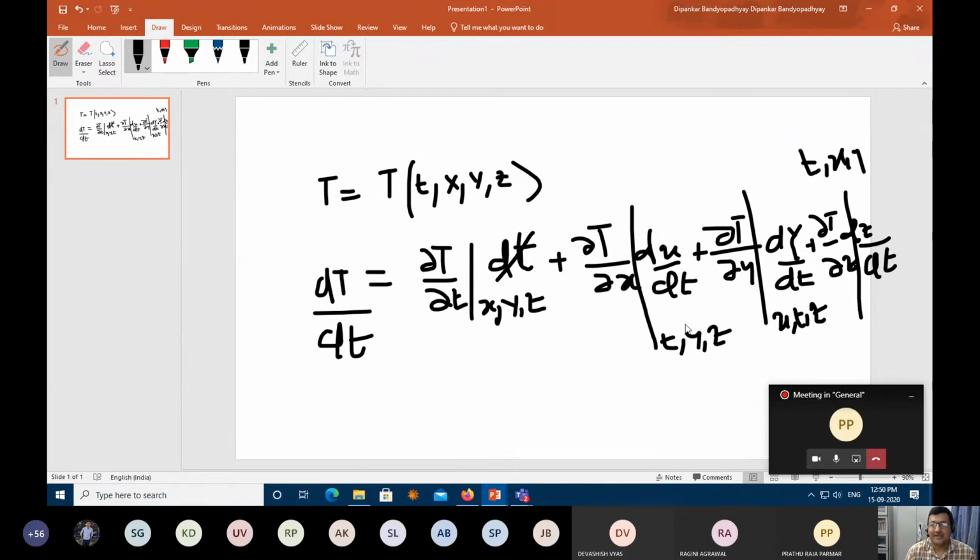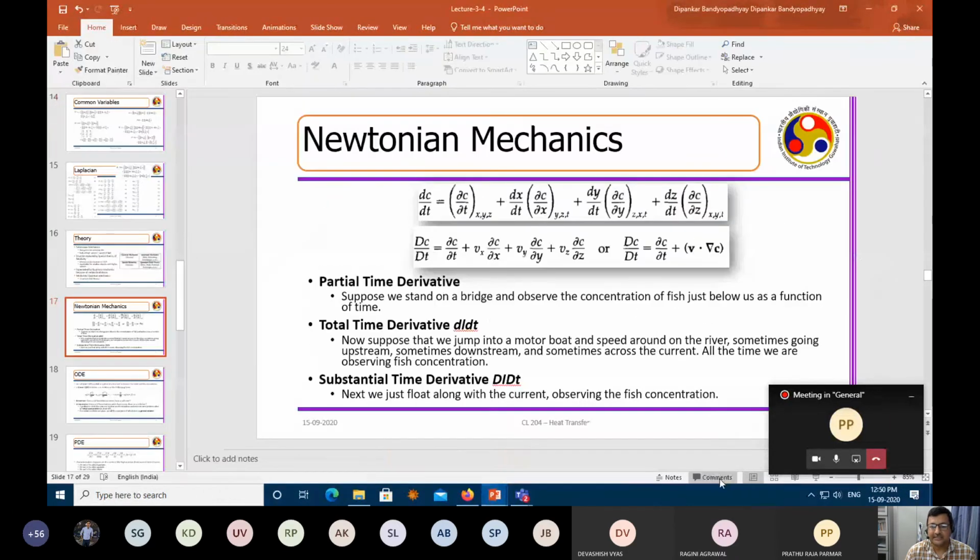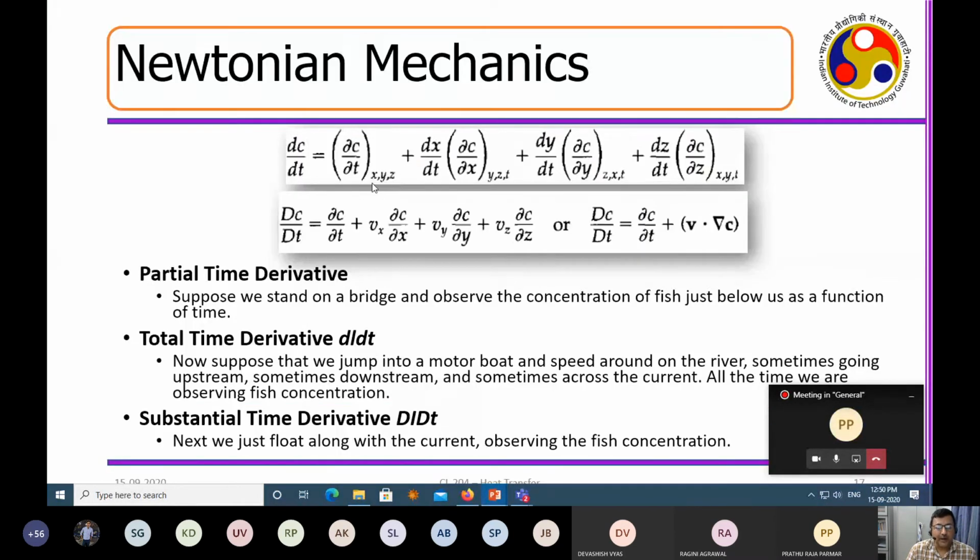Now dx by dt is what? This is u velocity. dy by dt is what? This is v velocity, and dz by dt is what? w velocity. So you may see, although this is written as concentration here, dc by dt is nothing but the local change. For a fixed point x, y, z, what is the change with respect to time? That variable c can be temperature.